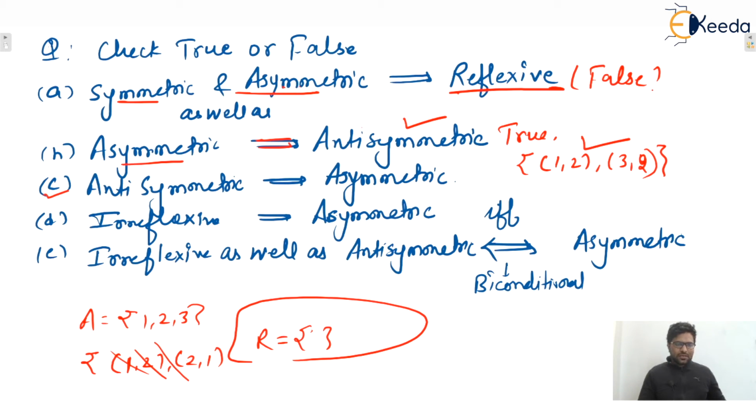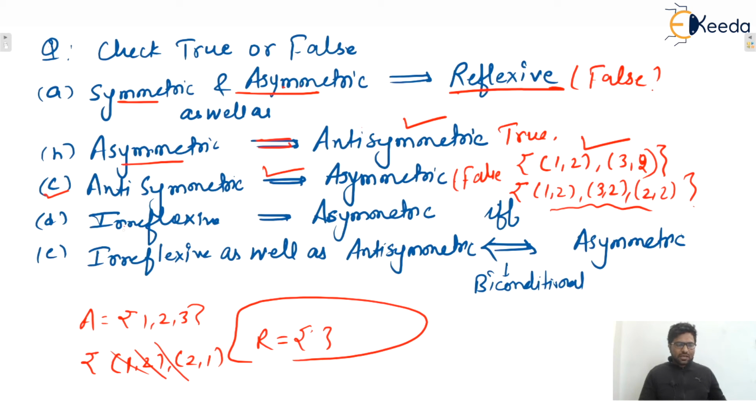Now what about C? Yes, C is false. Why? Because let us consider the relation, let's say (1,2), (3,2) and (2,2). This is antisymmetric because self loops are allowed in the antisymmetric, but you can see this one is not asymmetric, isn't it? So that's why we can say that statement C is false.